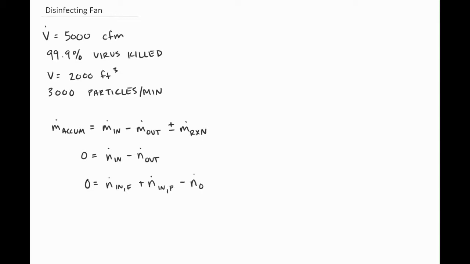We have another input, which is the person shedding virus particles. I'm also going to use N instead of M because we're dealing with a number of virus particles, not the mass of virus. So here we have 0 equals N dot for the inputs minus N dot for the outputs. And then we can break our input term further up into inputs from the fan and inputs from the person.